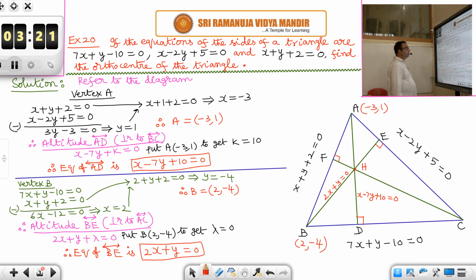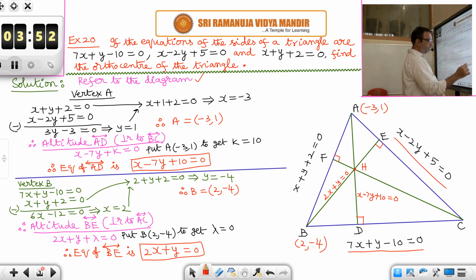Let us see the next example. If the equations of the sides of a triangle are given, the three sides are given, find the orthocenter. In the previous problem, the vertices were given directly and we found the orthocenter. Now the equations of the sides are given. So again, we have to refer to the diagram. I have marked the equations of the sides here: 7x plus y minus 10, x minus 2y plus 5, x plus y plus 2.